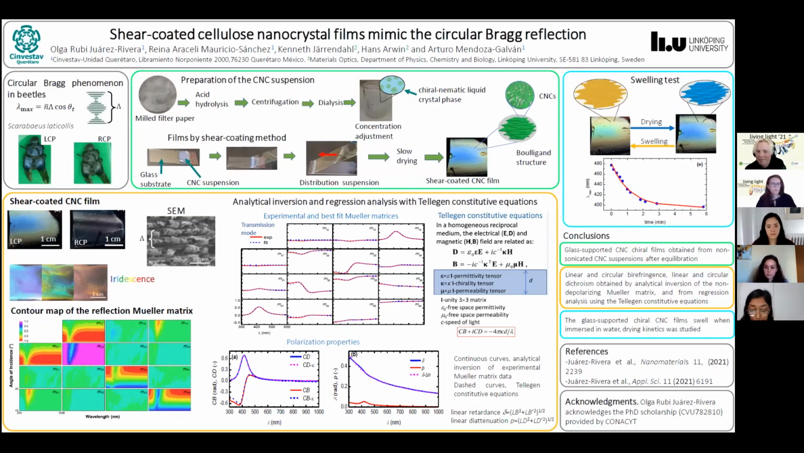Finally, in the blue rectangle, a preliminary study of the color change in a film after being immersed in water is shown. The color shift is due to swelling of the Bouligand structure. So this is how our research group is studying the optical properties of glass-supported cellulose nanocrystal films that mimic the structural color of beetles. Thank you.